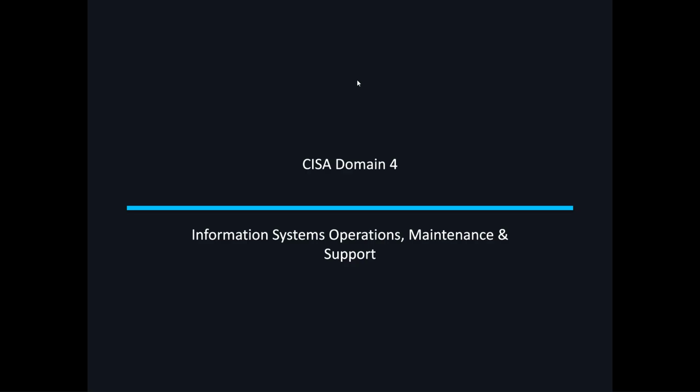This domain carries the highest weight in the CISA exam, roughly 23%, and it represents the backbone of IT governance in action. If Domain 3 was about building systems, Domain 4 is about keeping them alive, reliable, and secure.